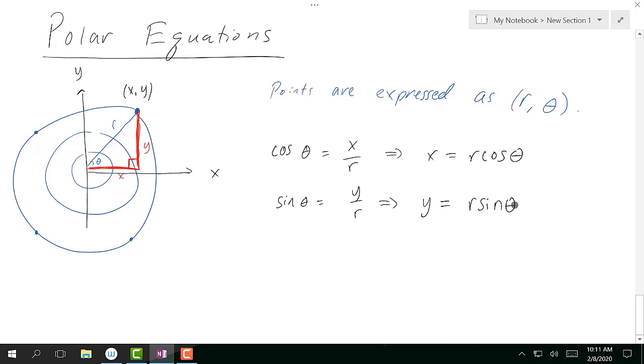So this is how we're going to express points in different systems. In rectangular coordinates and polar coordinates, this is how we're going to go between them. So we're going to use these equations.